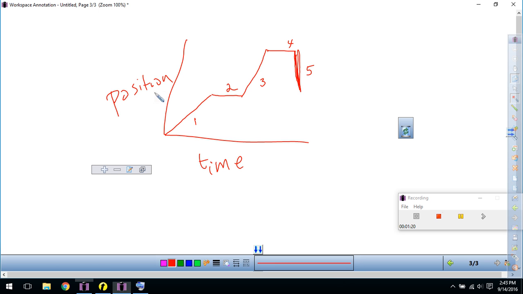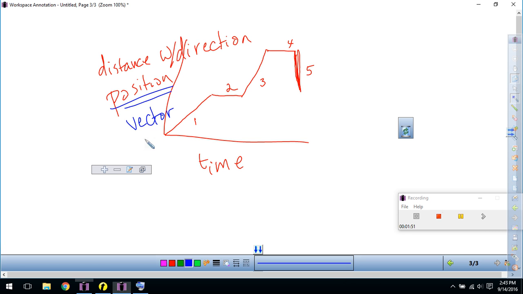Okay, since it says position versus time, position is a distance with a direction attached to it, as opposed to just a plain old distance. This is called a vector quantity. I don't know if y'all have talked about that yet or not. You will. But a vector quantity is any physical quantity that is completely described by a magnitude and a direction.